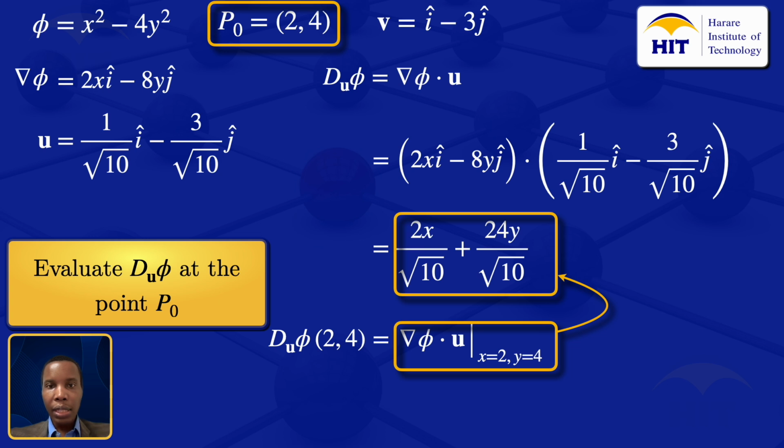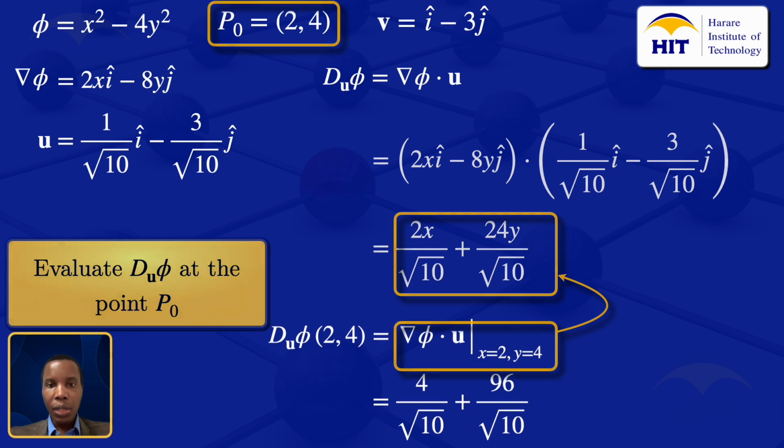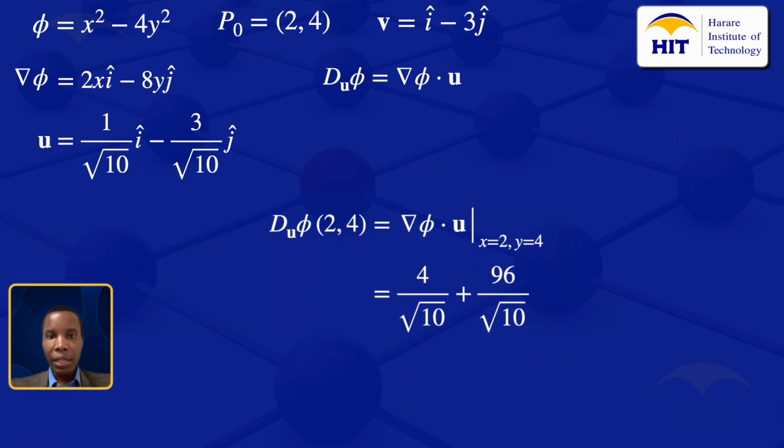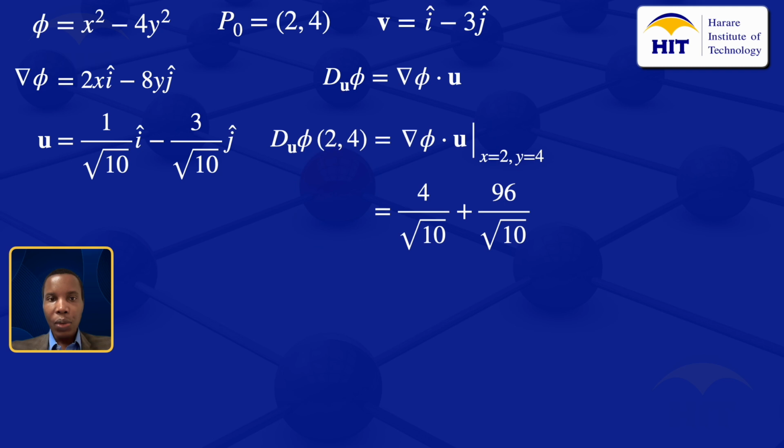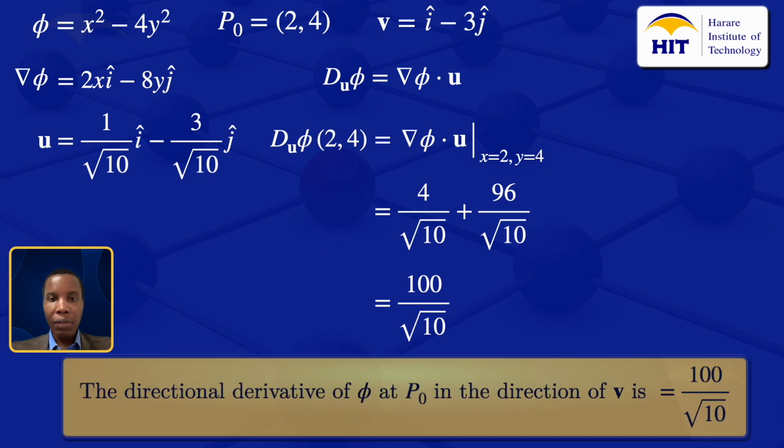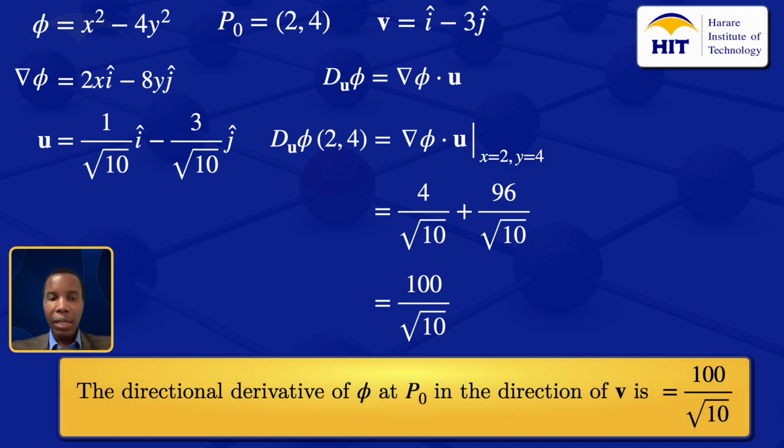The result that you get is 2 times 2, which is 4, and 24 times 4 gives us 96. So our directional derivative at the point (2, 4) is 4 divided by root 10 plus 96 divided by root 10. We can simplify it to 100 divided by root 10, since 96 plus 4 gives us 100. So the directional derivative there is 100 divided by root 10.